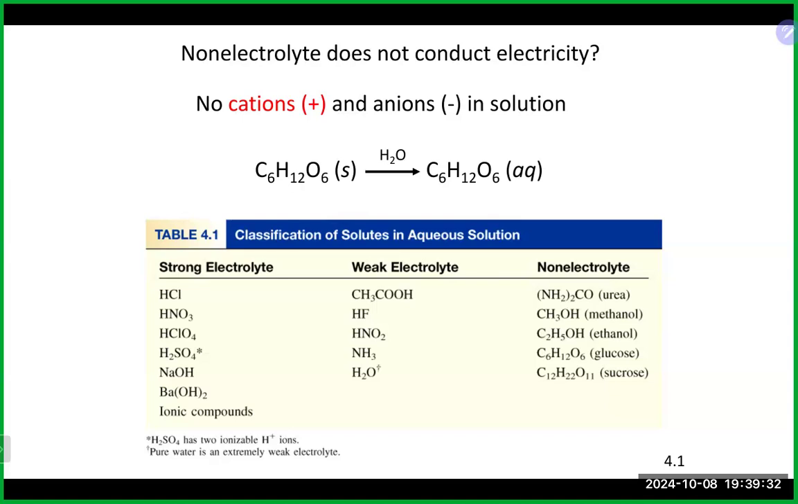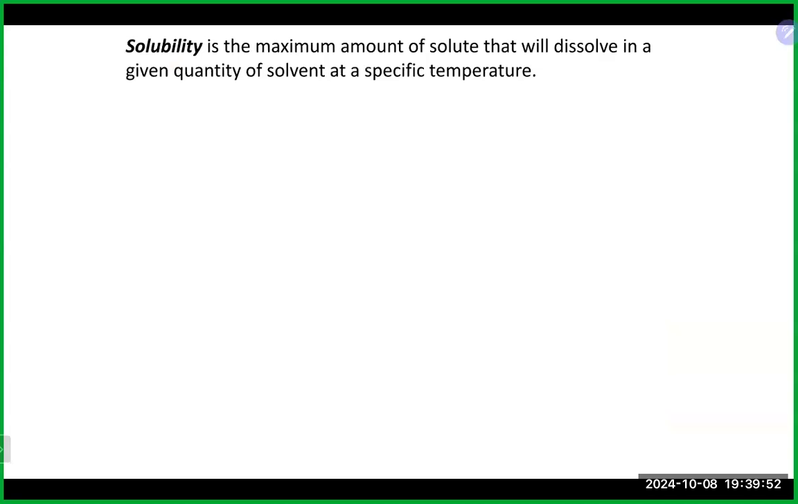Obviously, there are some examples of non-electrolytes. Again, these things will dissolve in water. Something like methanol or ethanol will dissolve in water because it has an OH group, which allows it to hydrogen bond with water. But again, there will be no production of any ions in that case, even though they'll mix. So solubility is really important.